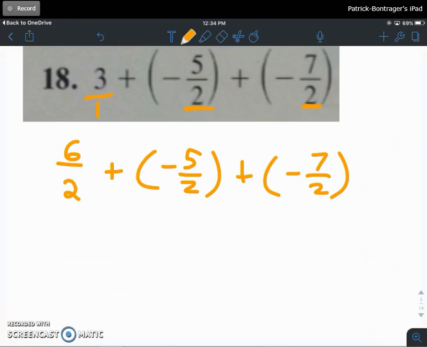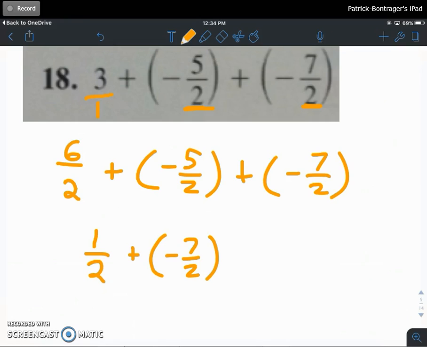Again, we're going to go left to right. Opposite signs, so I'm going to take the difference. The difference of 6 halves and 5 halves is 1 half. Again, 6 plus a negative 5 would be 1 and keep the denominator. So it's 1 half, and it's going to be plus negative 7 halves.